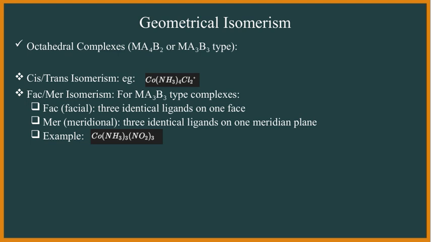Understanding these arrangements helps us see how different spatial configurations can lead to distinct isomers, even though they contain the same ligands. This not only showcases the diversity of geometrical isomerism, but also highlights its importance in determining the properties of coordination compounds.